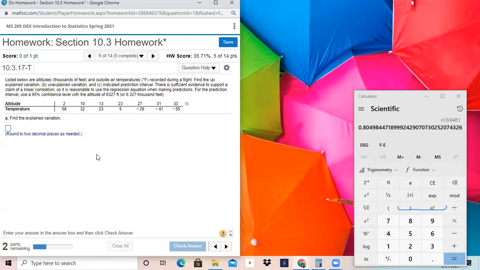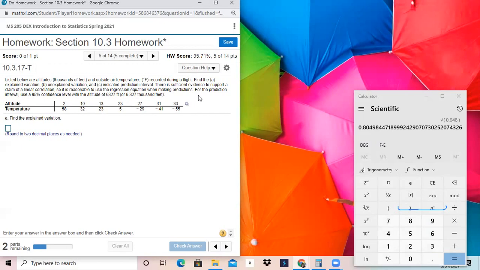Let's take a look at one more. In this problem, listed below are the altitudes in thousands of feet and outside air temperatures in Fahrenheit degrees recorded during a flight. Find A, explained variation, B, unexplained variation, and C, indicated prediction interval. There is sufficient evidence to support a claim of linear correlation, so it is reasonable to use the regression equation when making predictions. So they're telling us that.